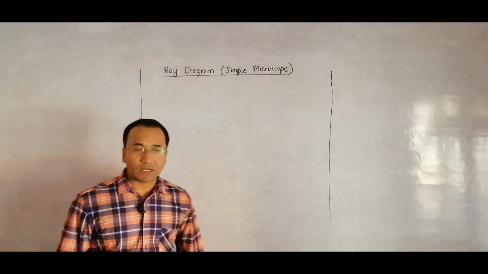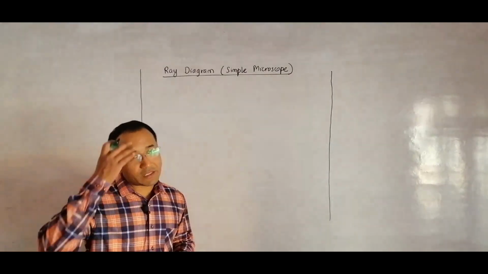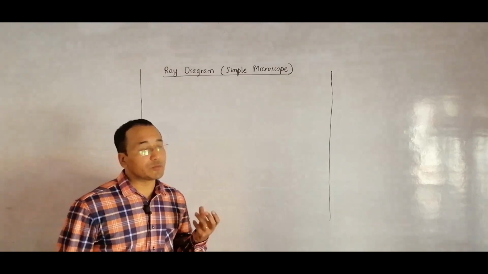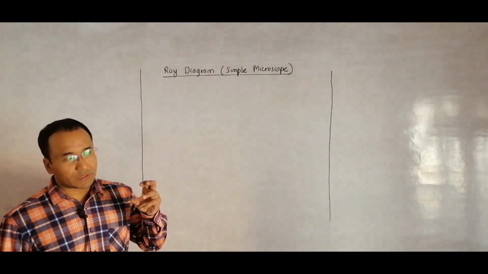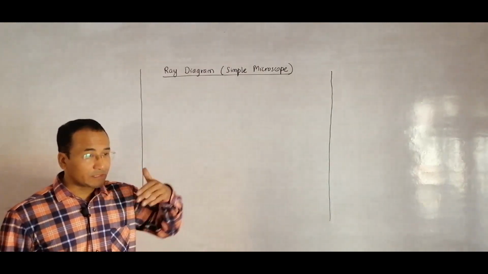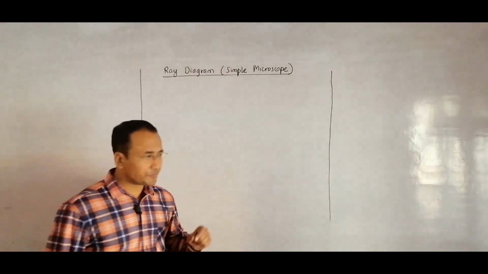Hello folks, today I am drawing the ray diagram for the Simple Microscope. I'll be dealing with the techniques to draw it. A Simple Microscope is a simple magnifying glass in which the image is formed at the same side as the object. The image is virtual, magnified, and so on.